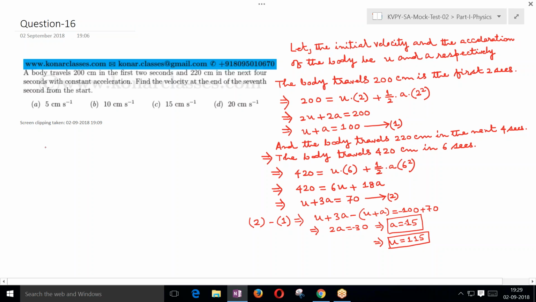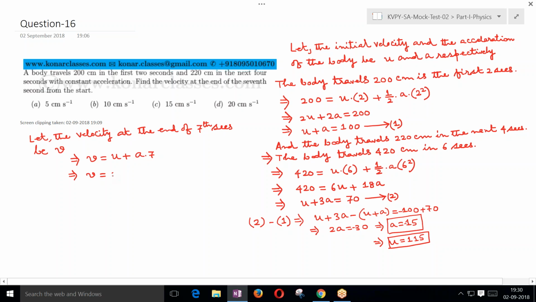So let me do it here. Let the velocity at the end of 7th seconds be v. So then what formula can we apply? We can apply the formula v is equal to u plus a into t, because the time period is 7 here.